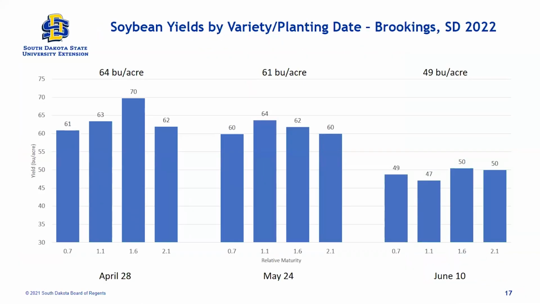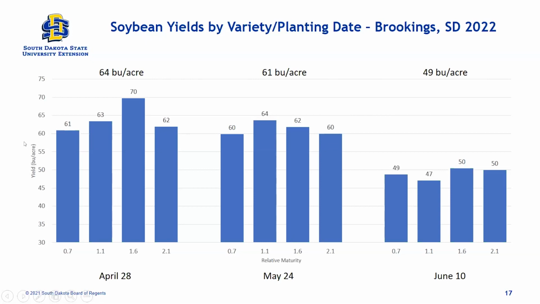So here's the average from Brookings for the 2022 test year. Going on the bottom, on the horizontal axis, you have 3 planting dates, and then for each planting date you have 4 different varieties, belonging to 0.7, 1.1, 1.6, 2.1 maturity groups. And on the y-axis, on the vertical axis, you have the yields.